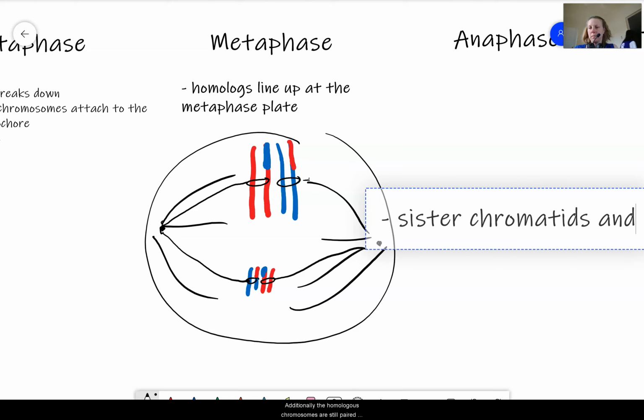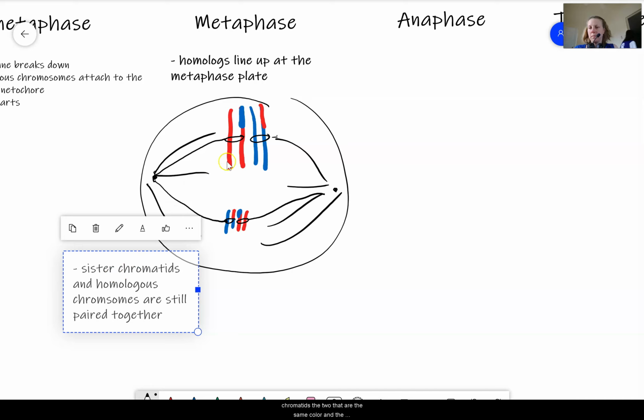Additionally, the homologous chromosomes are still paired together. Right, so here in metaphase, the sister chromatids, the two that are the same color, and the homologous chromosomes, the ones that are different colors, are still paired together. This tetrad formation, or this bivalent, is what has lined up at the middle of the cell.